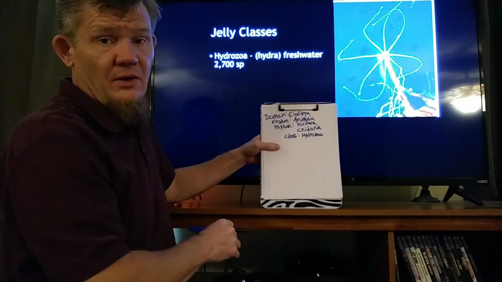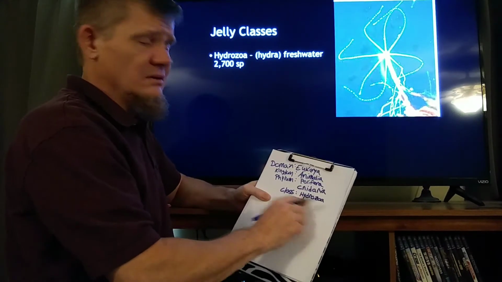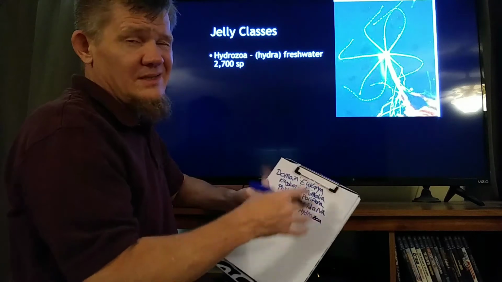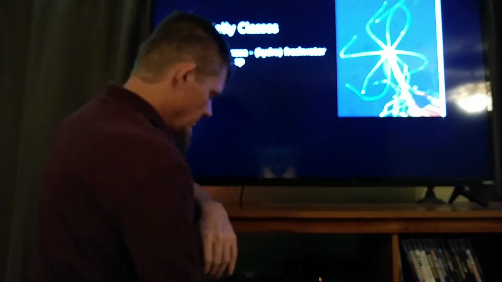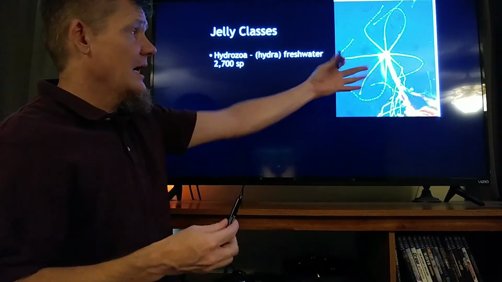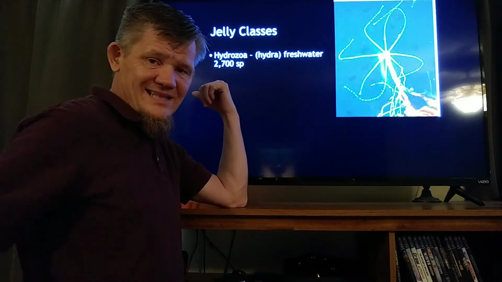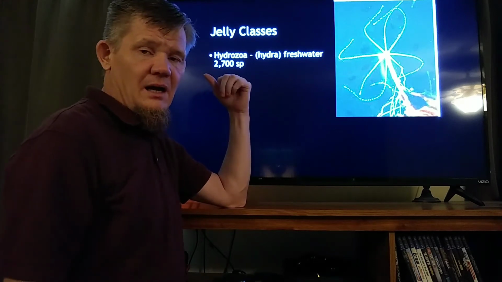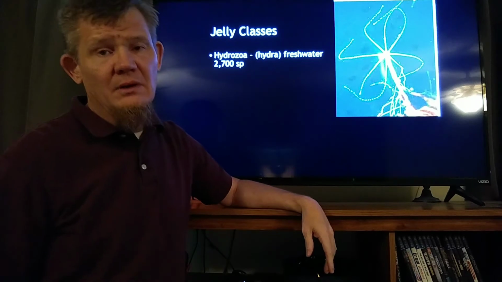Class Hydrozoa. These are the hydras. Hydro means water. Zo means animal. So Hydrozoan means water animal. The Hydrozoans are hydras. That's what the picture we saw just a second ago of the example of the cnidocyte. A hydra, very common freshwater animal.